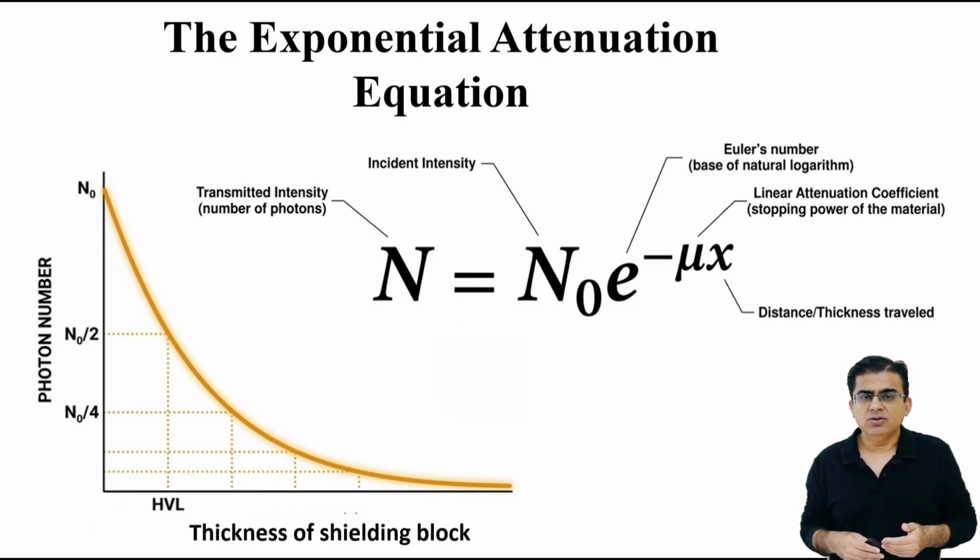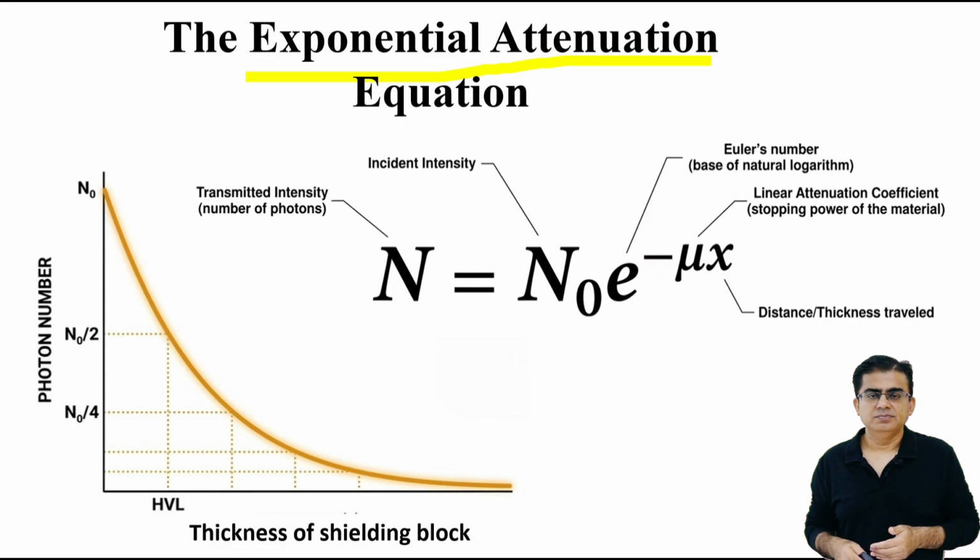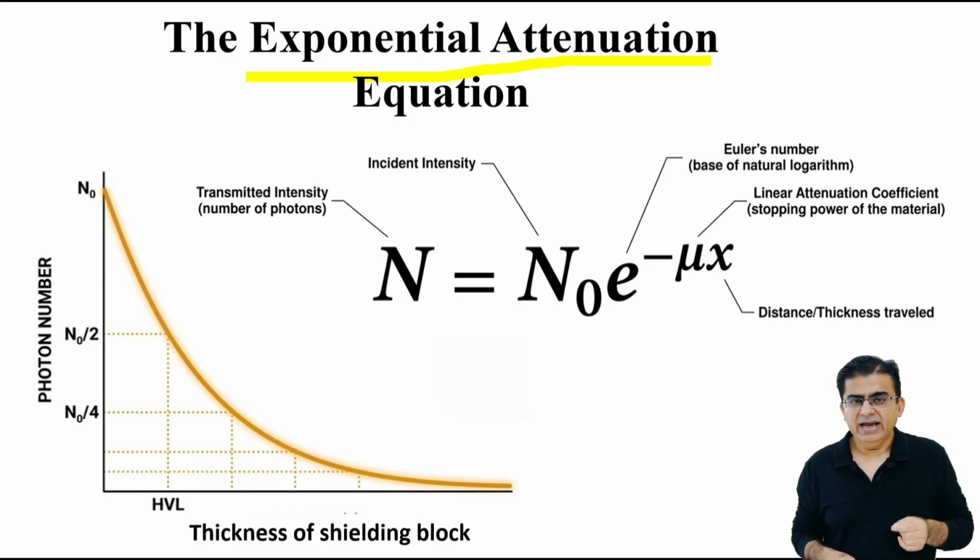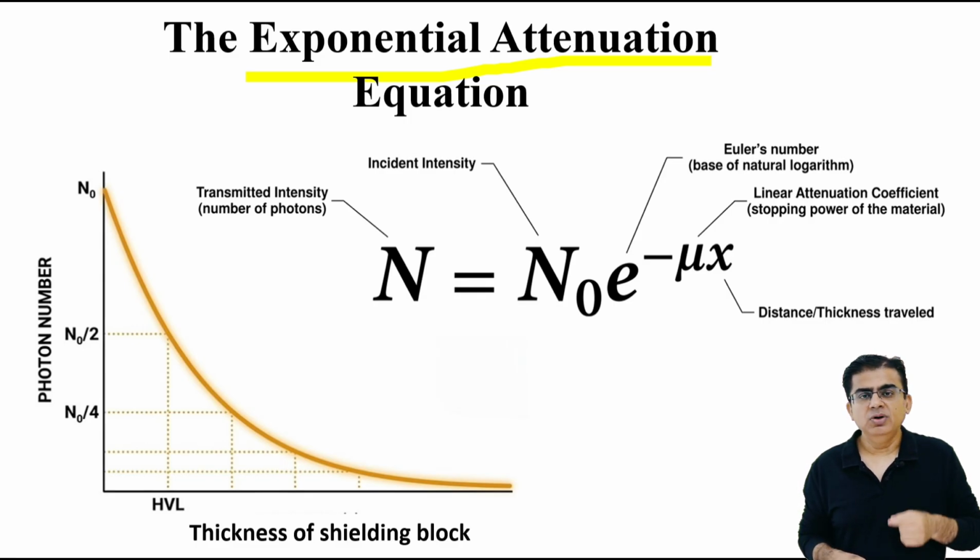The mathematical equation is N equals N0 times e to the power of minus mu x. Let us carefully break down this complex looking equation so you truly understand it.